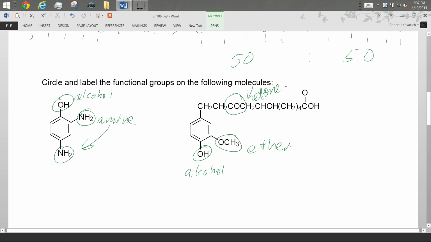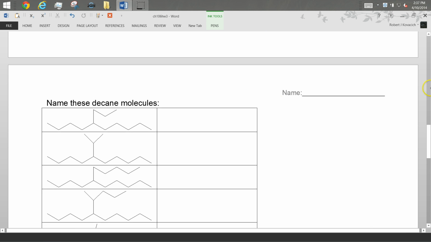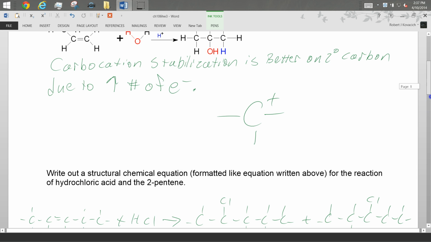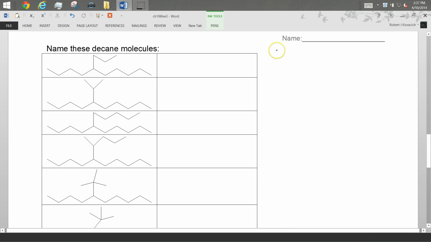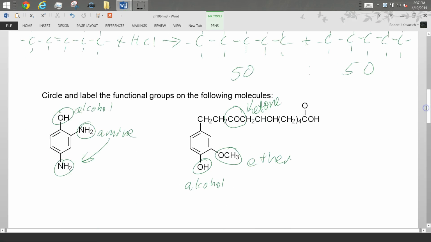It's a ketone. Oh, there it is. Cool. And then this one here is an alcohol. And then this one here, okay. And I guess maybe you could call these guys benzenes.